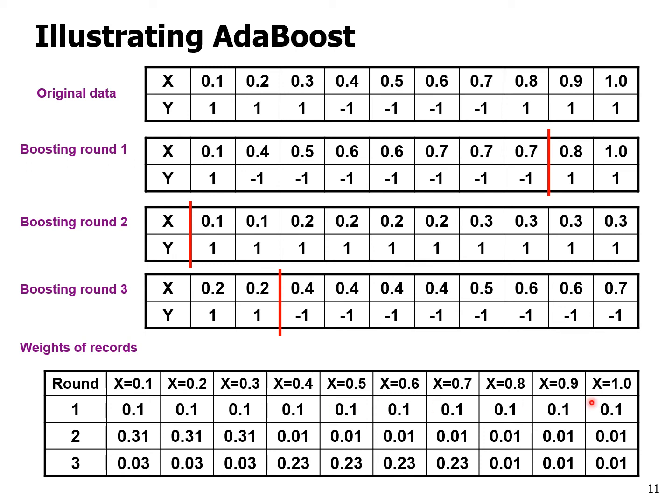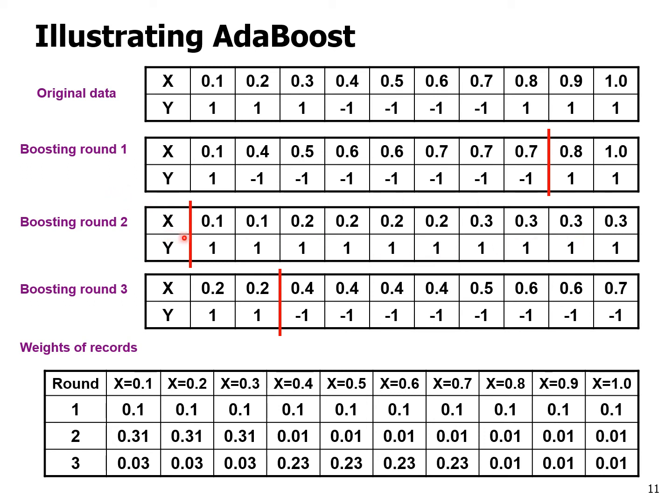For the others, their weight has decreased because they are correctly classified, okay? That means their weight values will be reduced. So that's the result here. And in round 2, using these weight values as the probability of being selected, we do another sampling. Okay, that's the result in round 2.